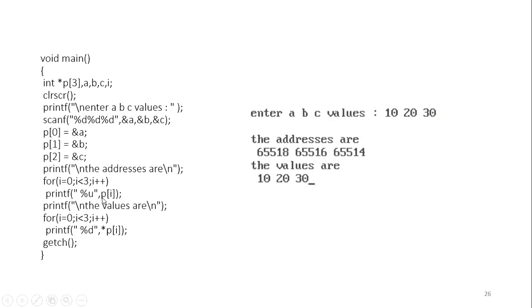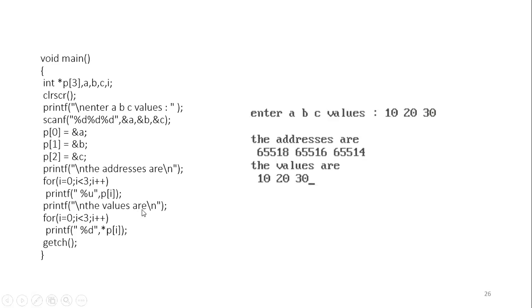The addresses are P of I. So first P of 0, I is 0. P of 0 is nothing but the address of A. Next I plus plus. P of 1 is nothing but the address of B. Next I plus plus. P of 2 is nothing but the address of C.